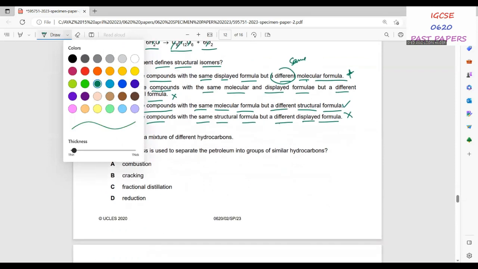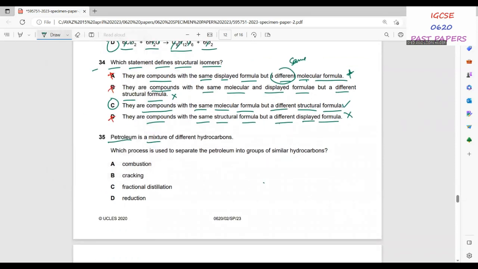35. Petroleum is a mixture of different hydrocarbons. Which process is used to separate the petroleum into groups of similar hydrocarbons? Remember, hydrocarbons are separated on the basis of difference in their boiling point. So the only technique which involves the separation on the basis of difference in boiling point is fractional distillation. The other choices are incorrect.